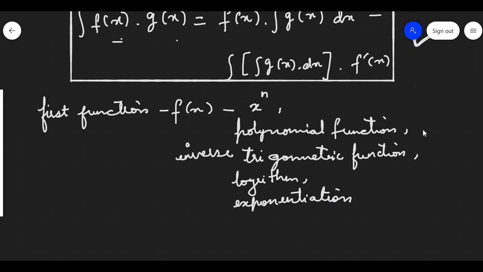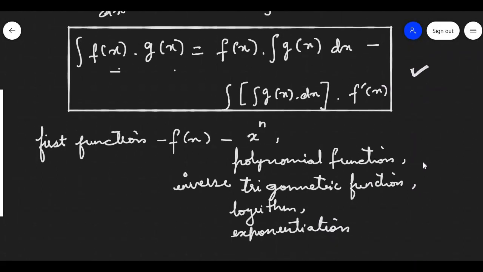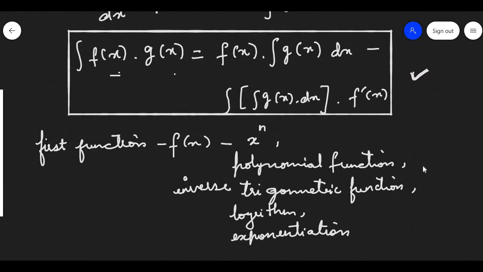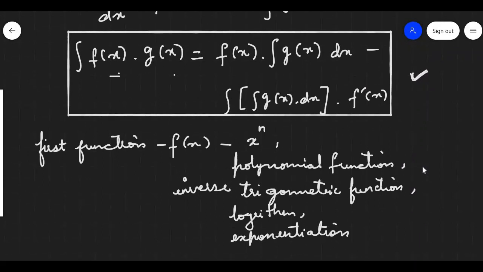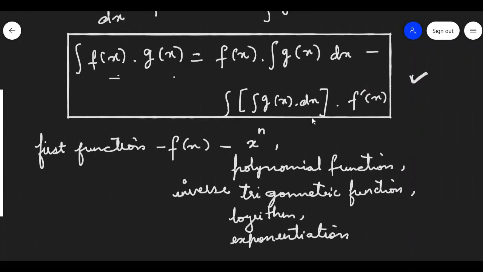So this is all about integration by parts. We will solve a lot of problems on this method so that you understand this method very clearly. You have to remember this formula, that is integration of f x into g x is given as f of x into integration of g of x minus integration of g x into differentiation of f of x.